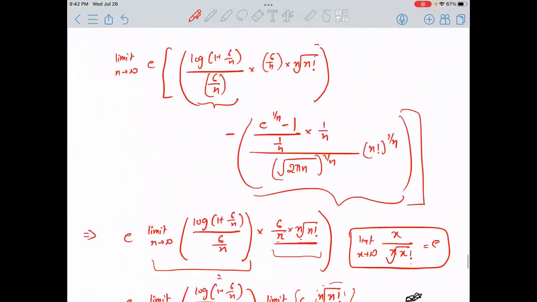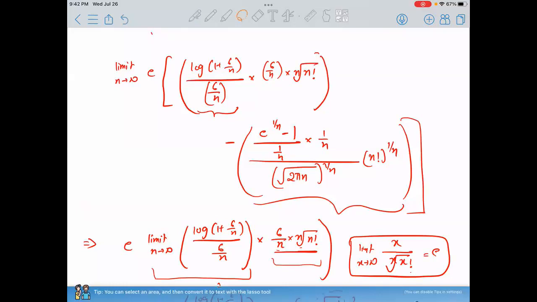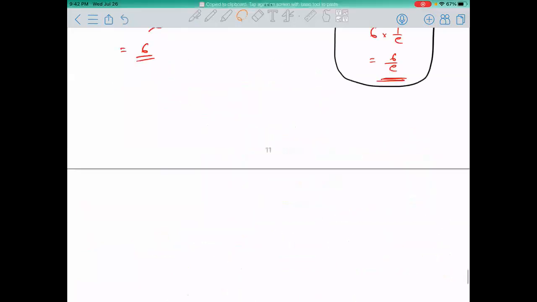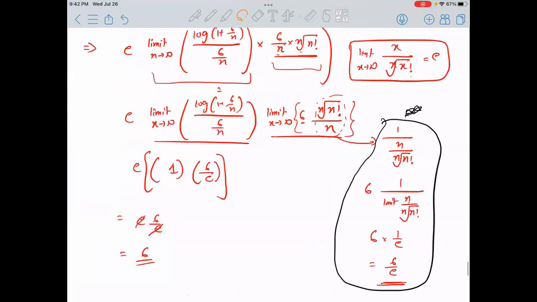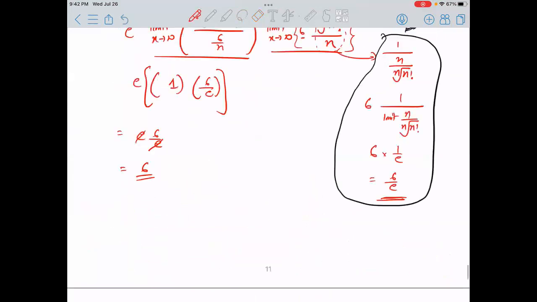I will write this again. This is the second part. Don't forget to multiply with e, because I multiplied the first term with e. Are you getting this? Yes, sir.